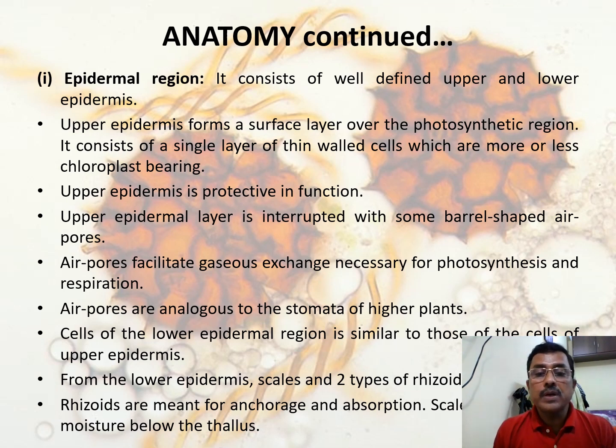Cells of the lower epidermal region are similar to those of the upper epidermis. From the lower epidermis, scales and 2 types of rhizoids arise. Rhizoids are meant for anchorage and absorption. Scales maintain the moisture below the thallus.